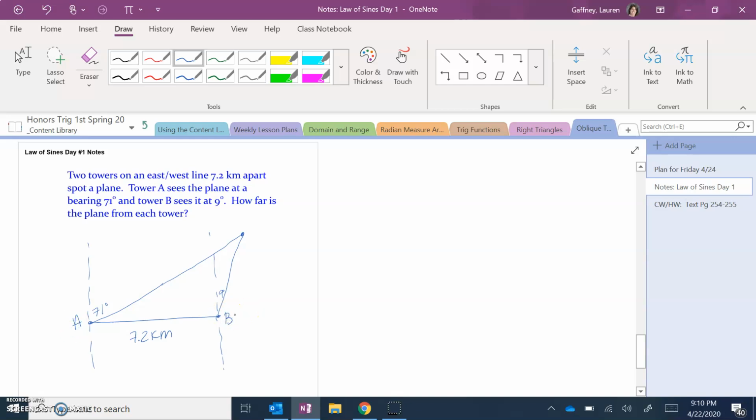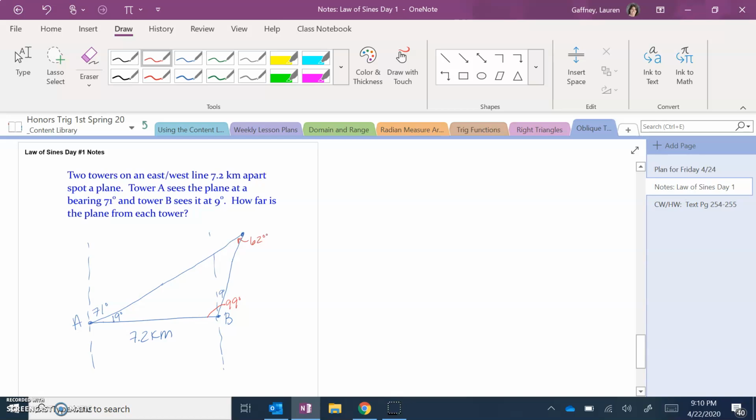Now let's fill in some other things we know. So this is an east-west line, so that means these two angles together better form a 90-degree angle. So if this is 71, what's left for right here is 19. At the same time, the dashed portion over would also be a 90-degree angle. So this whole angle here, 90 plus that 9, would be 99 degrees. So we can take 180, subtract out the 19 and the 99, and we find that this angle right here would be 62 degrees.